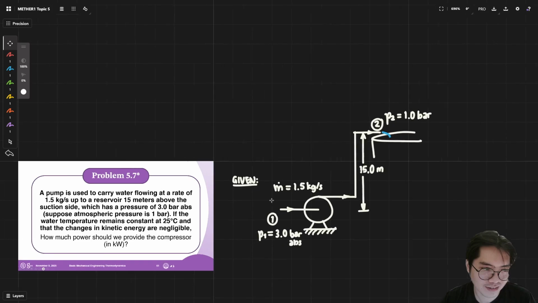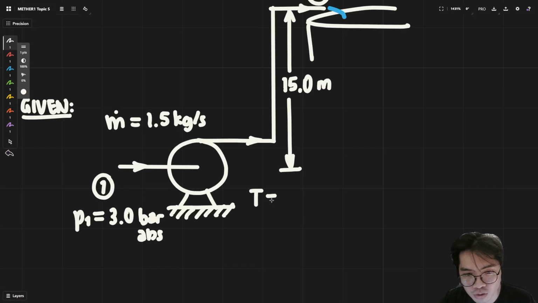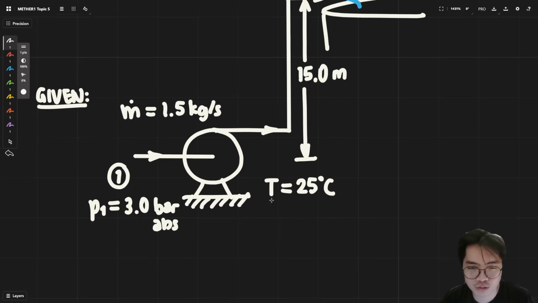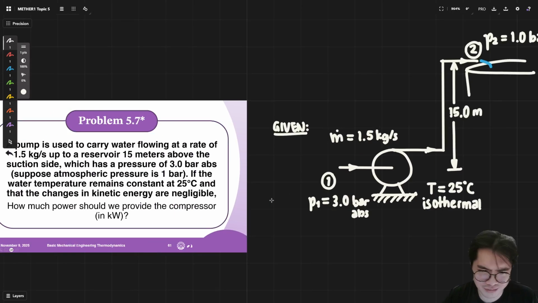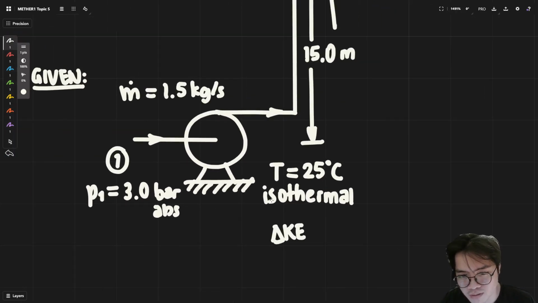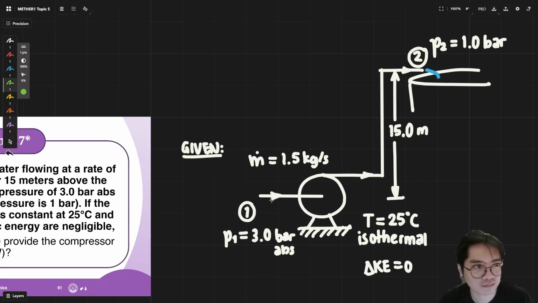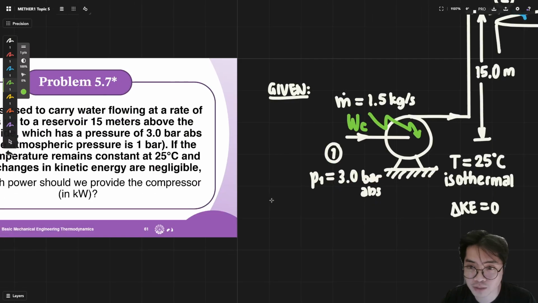All right. If the temperature of the water remains constant at 25 degrees Celsius, it might seem like you are being led to the conclusion that you are experiencing an isothermal process. So you're like, I don't know, right? If the water temperature remains constant at 25 degrees Celsius and the changes in kinetic energy are negligible, let's just try it now. How much power should we provide the compressor? Right? This thing. So this is your WC.